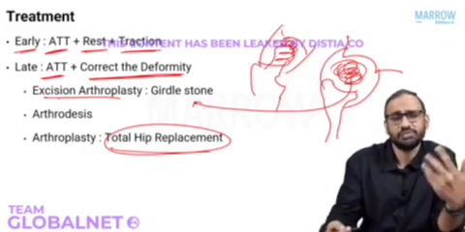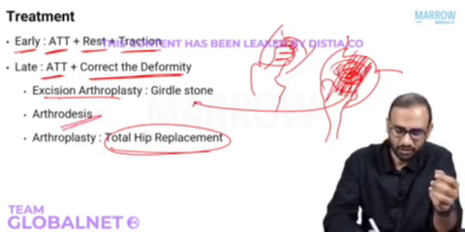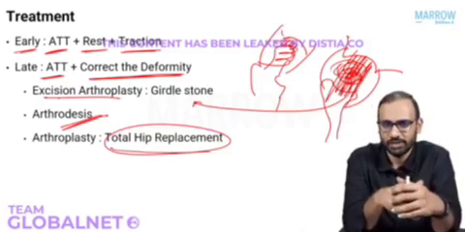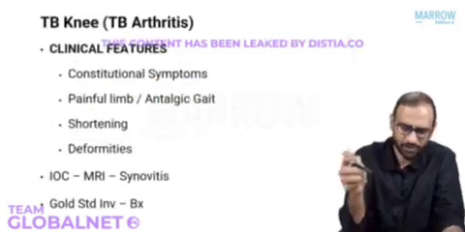Or another option is, if patient doesn't want a mobile hip, we can fuse the hip, that is known as arthrodesis. These are the options that you can offer, but the best treatment would be a total hip replacement. That is about TB of the hip. Same thing for tuberculosis of the knee, friends.